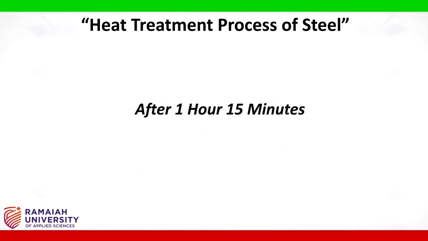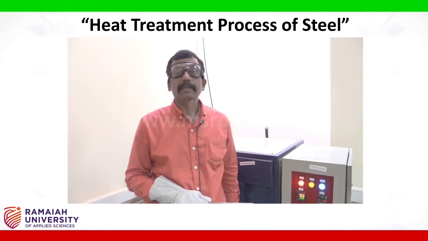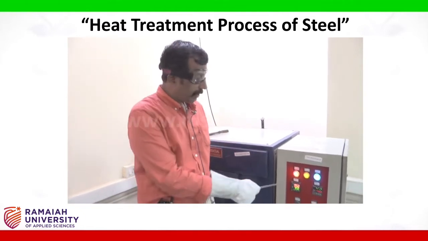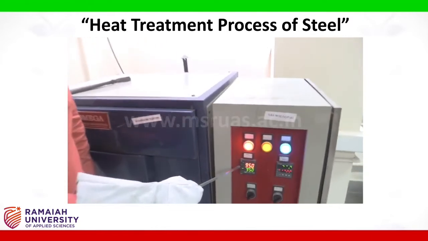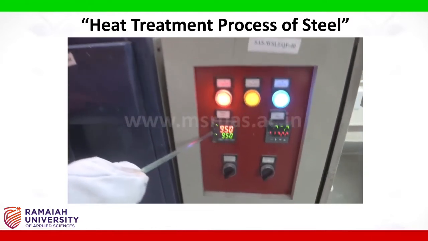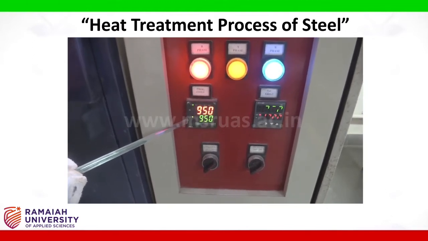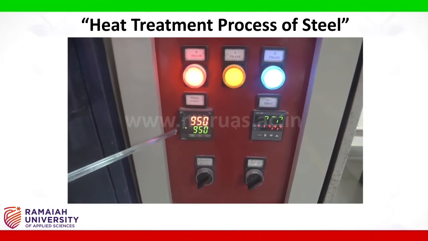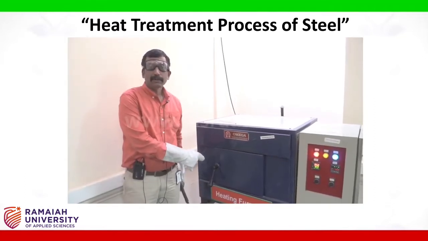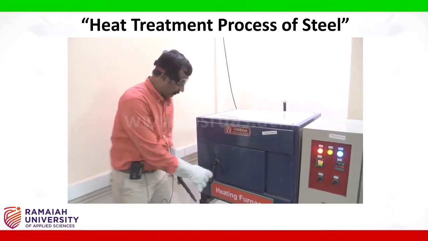After 1 hour 15 minutes, that means 45 minutes heating, 30 minutes soaking at temperature 950 degree centigrade, as you can see on the panel, the samples are ready for the cooling process. As I said earlier, annealing, normalizing, hardening and tempering process will be shown here. Now I will open the furnace door and take out the samples one by one to carry out the heat treatment process.